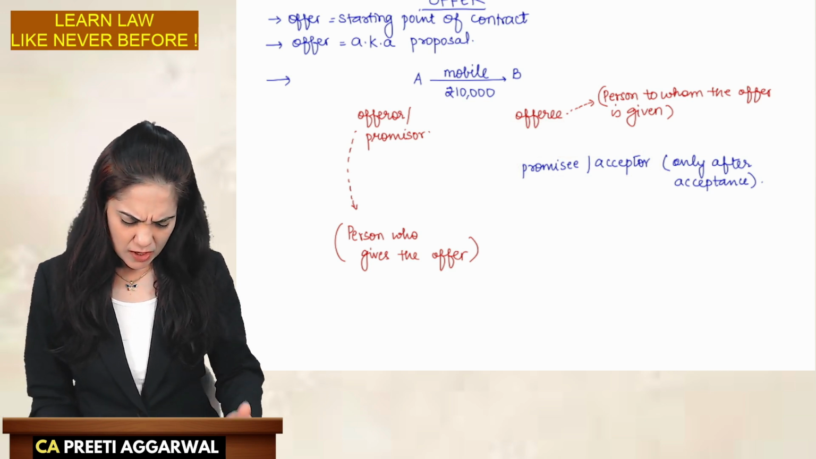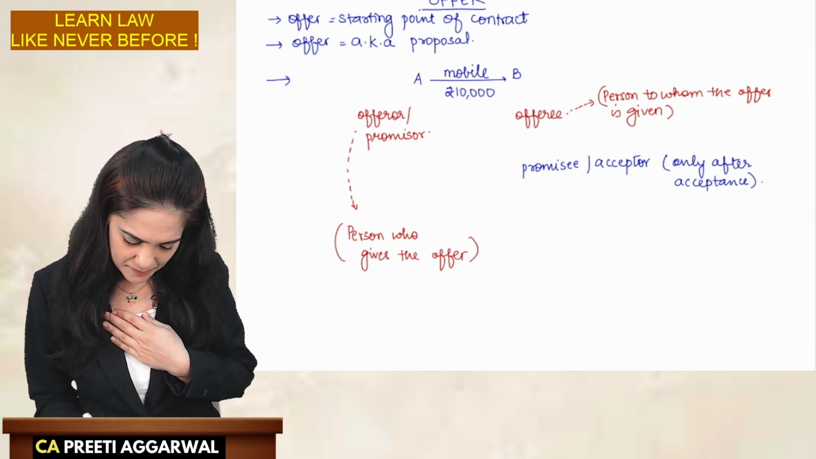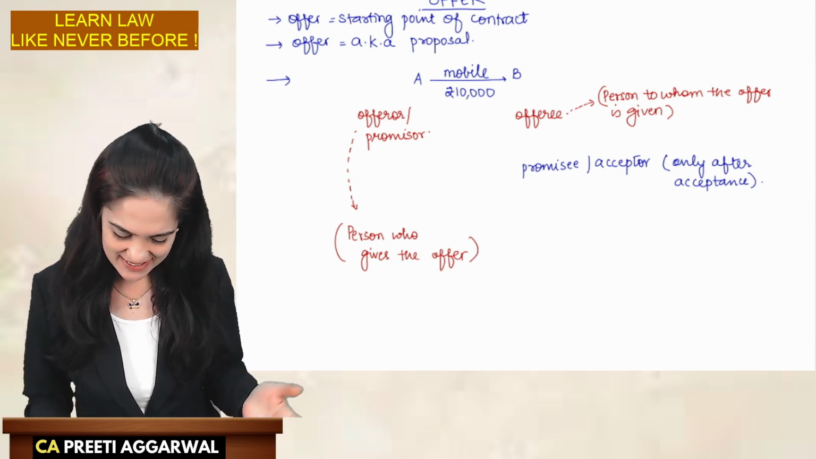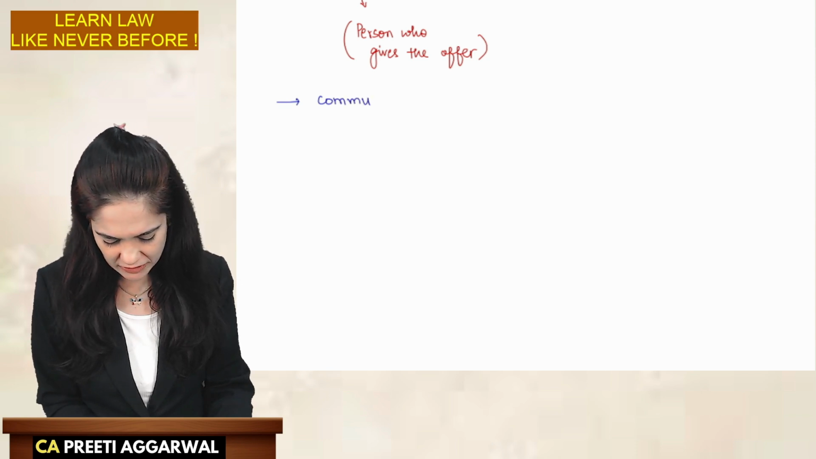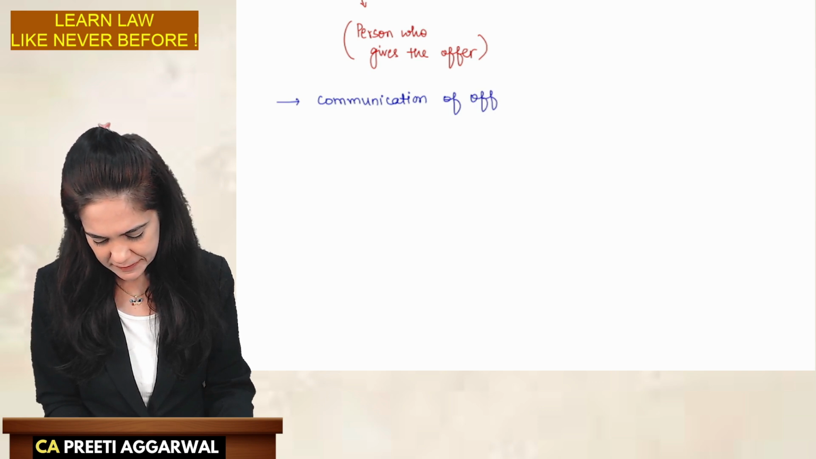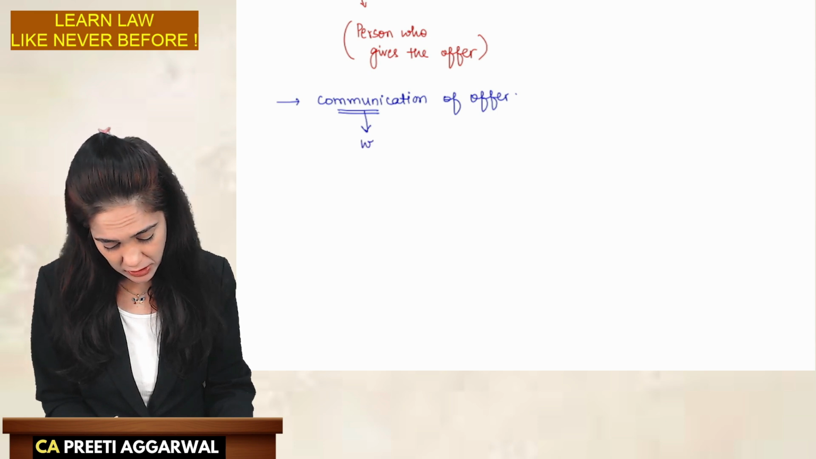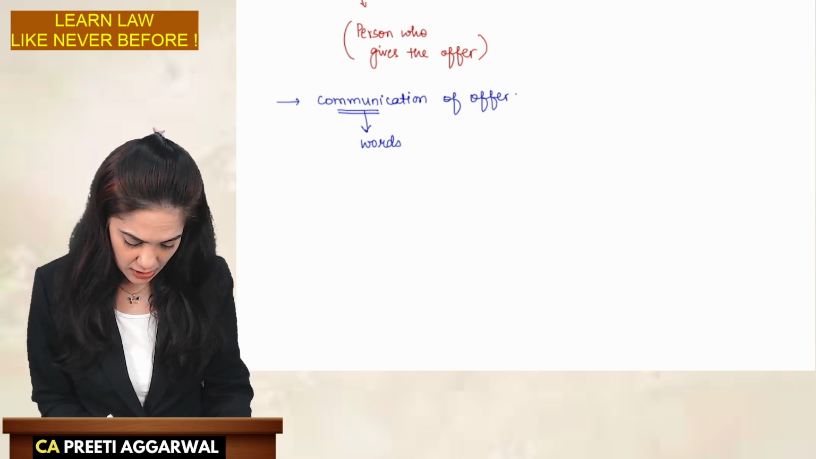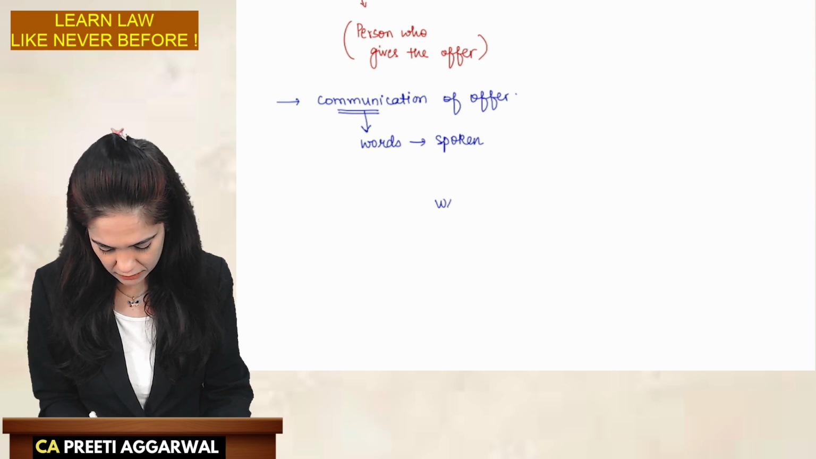Now, how will this person communicate the offer? See, what have I written? Person who gives the offer. So, how will he give this offer? How will he communicate? Now, communication may take place either by words. Let me give the heading first. Communication of offer. So, communication may be by words, oral or written, spoken or written.